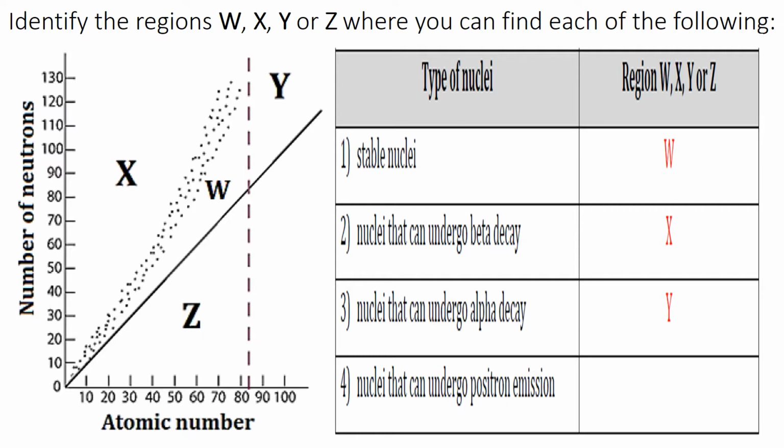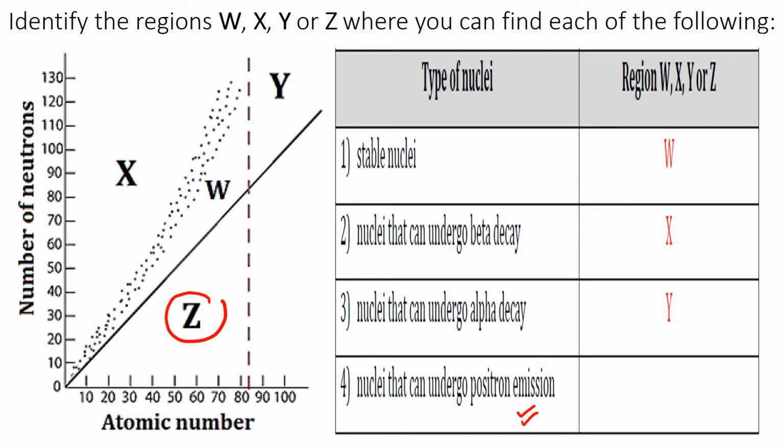Let's come to the last type of nuclei on this table, the nuclei that can undergo positron emission. Now, positron emission occurs when there are too many protons compared to the number of neutrons. Therefore, based on the graph, nuclei on region Z will undergo positron emission.